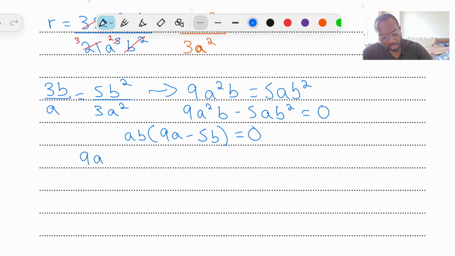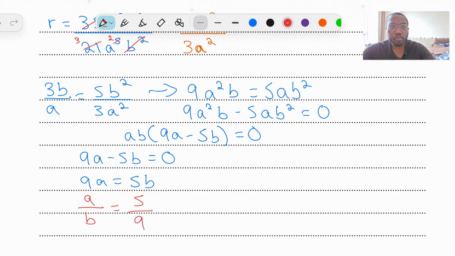Therefore, 9a minus 5b would have to be equal to 0. Therefore, 9a is equal to 5b. As you can see, we can now rewrite this for a over b. We just bring the b to the side, bring the 9 to the side, and therefore a over b is simply equal to 5 over 9.